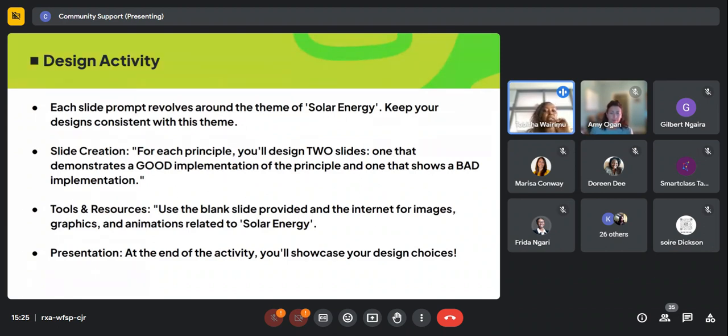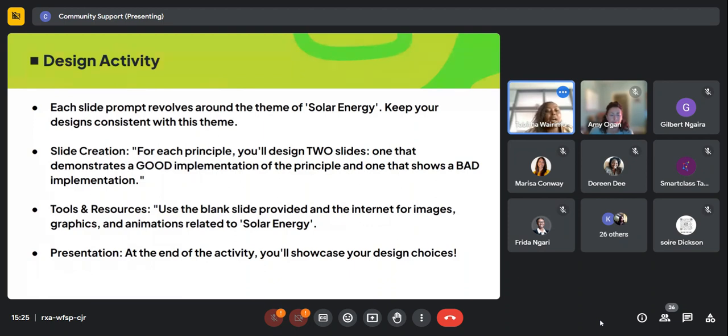So for each principle, you design two slides, one that shows what to do and one that shows what not to do, right? So it's a good and a bad. Say, for example, you're showing me signaling, you're using the same information on both slides. So this one is bad signaling, this one is good. You fixed the bad one and this is what it looks like now, and this is good signaling, right? And then we'll give you a blank slide. That's the link that's been dropped. You can make a copy, and then get images, graphics, whatever from the internet. It's just a practice exercise.